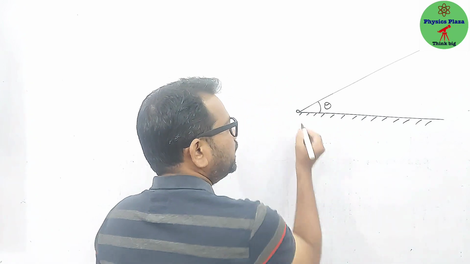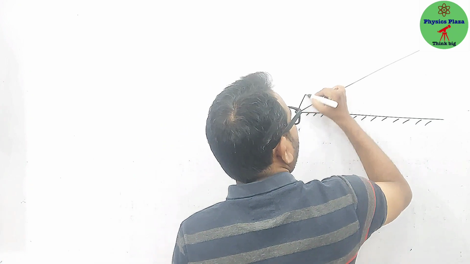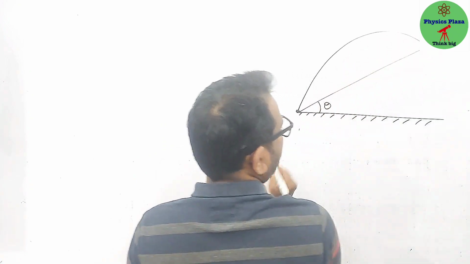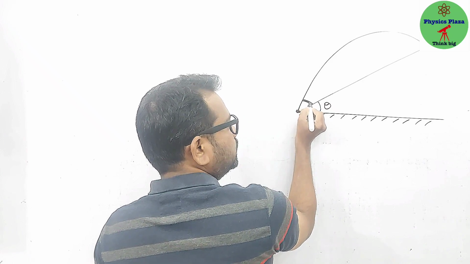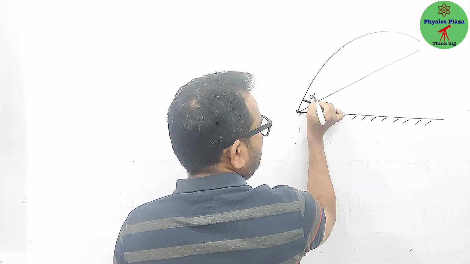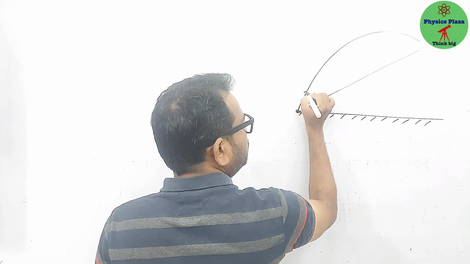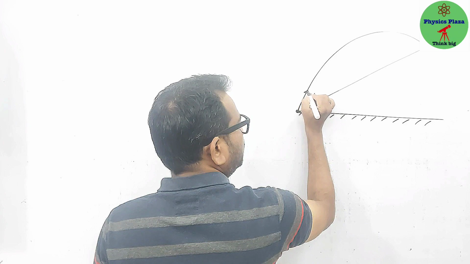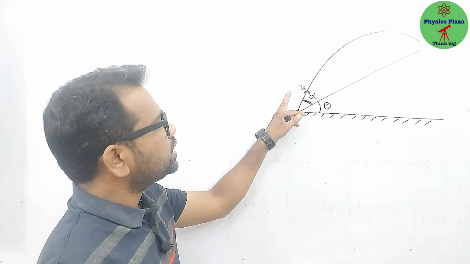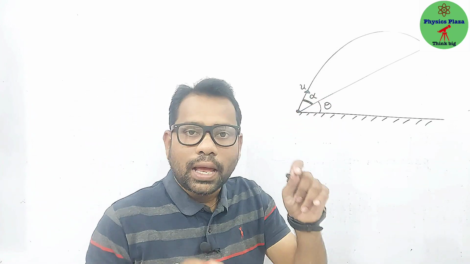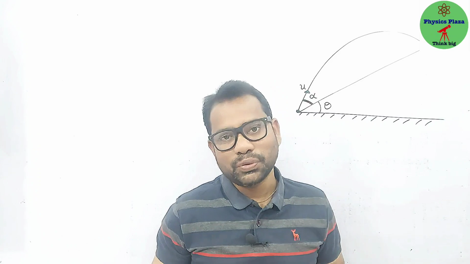So let us say the body is a projectile. It is projected such that alpha is the angle of projection, and the projectile is projected with an initial velocity of u. So u is the initial velocity of the projectile, alpha is the angle of projection, theta is the angle of inclination. Don't get confused.